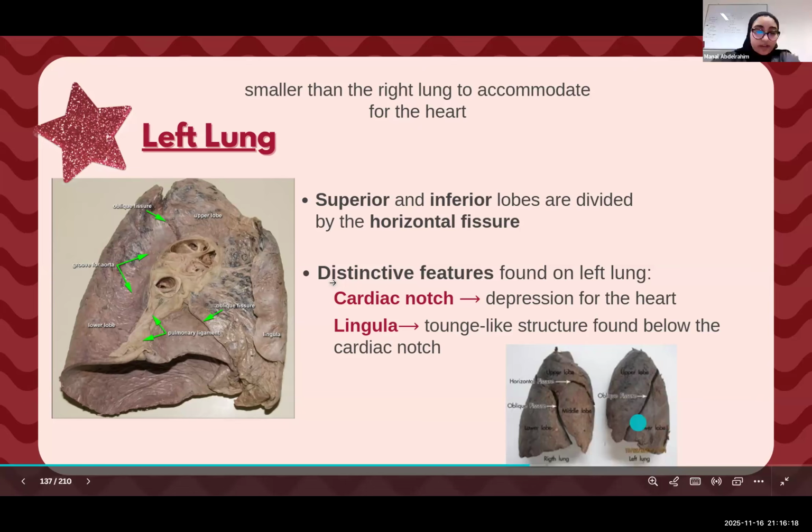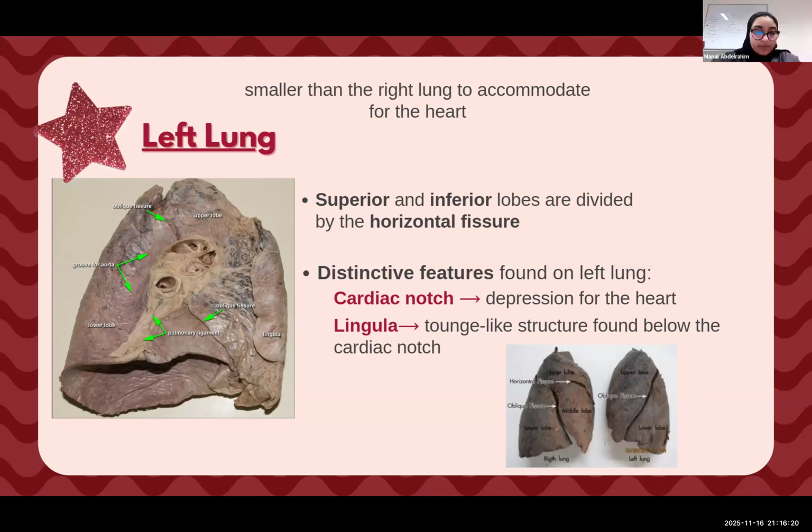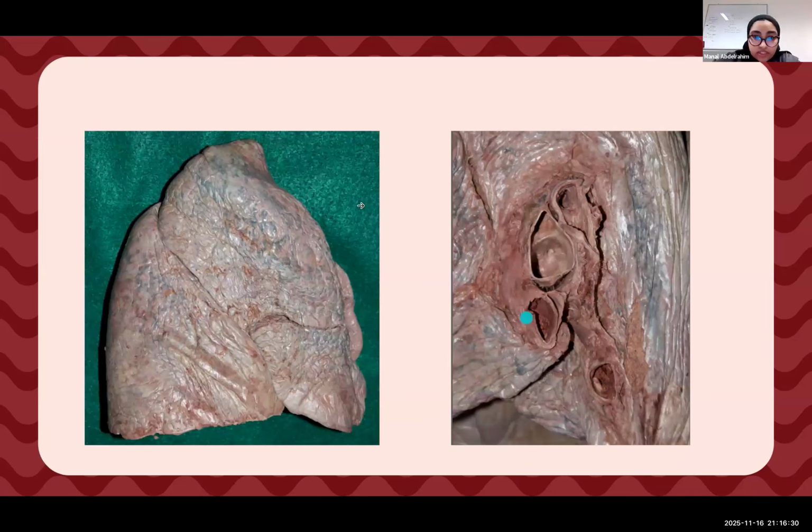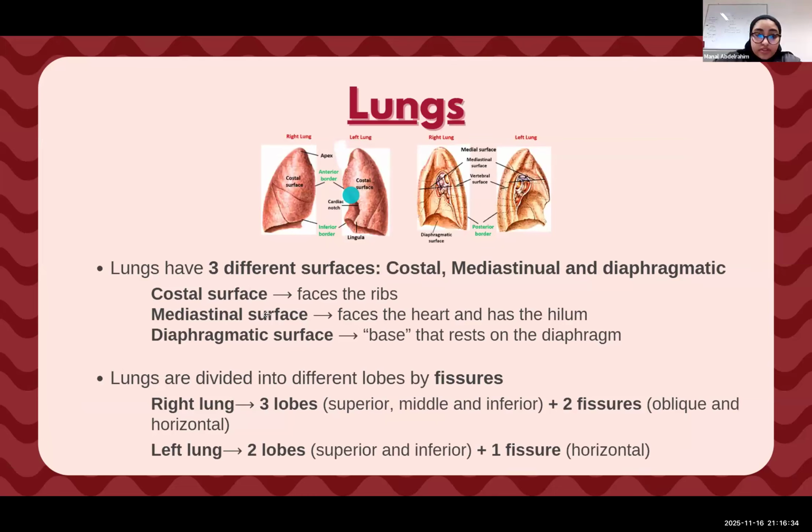Now also on the left lung, we have certain distinctive features. We have the cardiac notch, which is basically a depression for the heart. You can see it a bit more here. Can you see this depression here? This is the cardiac notch. And we also have something called the lingula. Can you see this part?